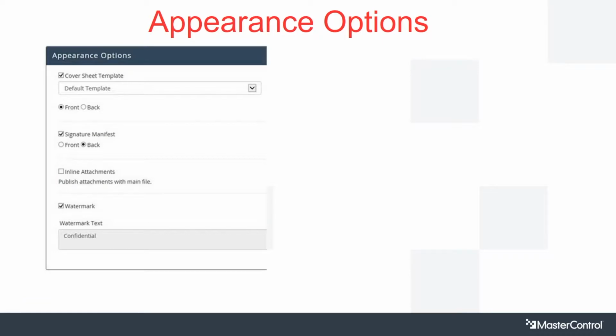So your appearance options, you have your cover sheet template. In this option here, you can select the default template, or you can select a custom template that you've already created. If you want to set up publishing for a particular vault and you want a specific cover sheet for that vault, you can select that here. You can also change it so it's on the front or back of that published document. And your signature manifest, as you all probably know, will be the approvals on the document itself.